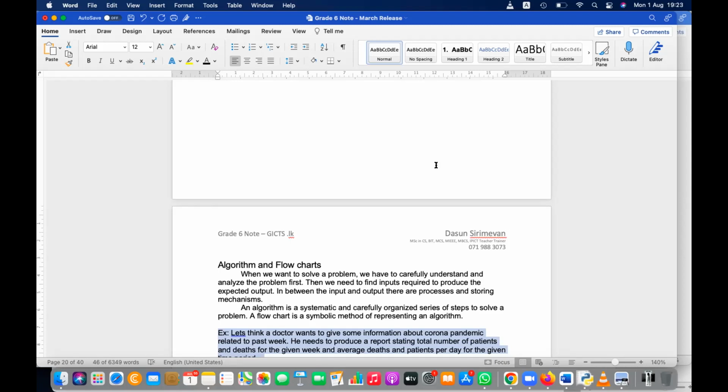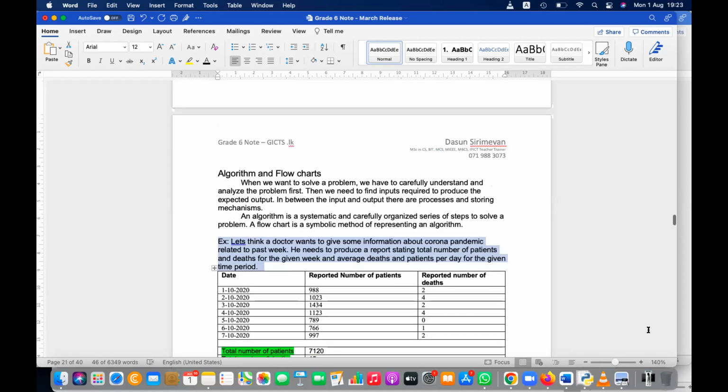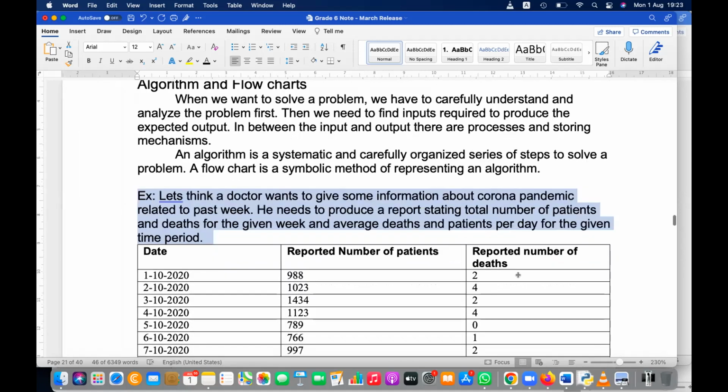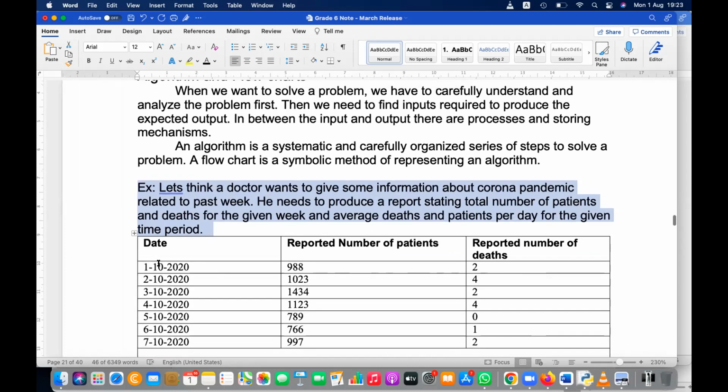Those are problems. In order to answer these problems, he needs data. So what are the inputs? Input is daily infections and daily deaths. Let's say October 1st, 909,888 infections and 2 deaths. October 2nd, 1,023 infections, 4 deaths. Likewise, you have a report like this.